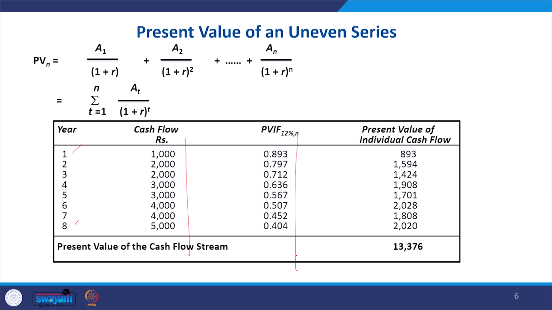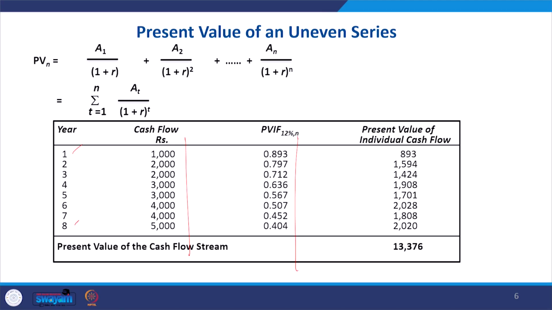They are the present value factors which are always less than 1, because we are going to calculate the present value of the future cash flows, and present value of any future cash flows would be less than 1. So we are going to multiply with this factor. So these are the uneven series. This is not a single value. This is not an annuity. These are different values.